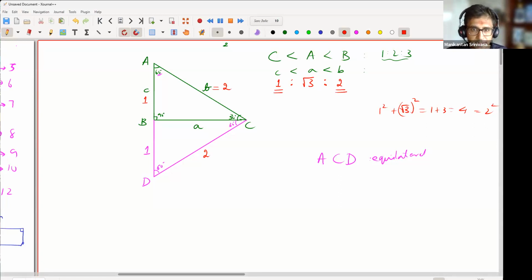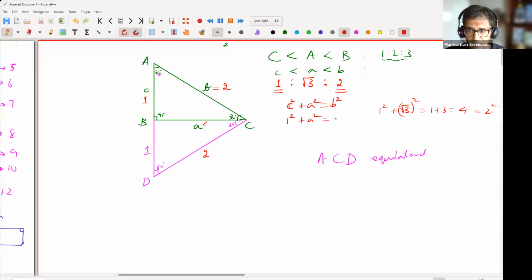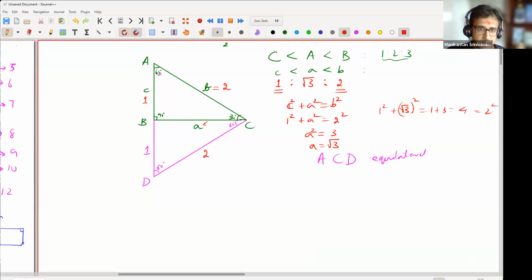Then the only missing piece is to find A, and that we can do by the Pythagoras theorem. If I take the top green triangle, I'll say C square plus A square equals B square. So I know C and I know B. I can compute A therefore. A square is 4 minus 1, which is 3, and therefore A is root 3. Does it make sense, guys?